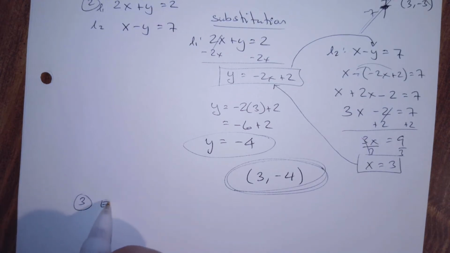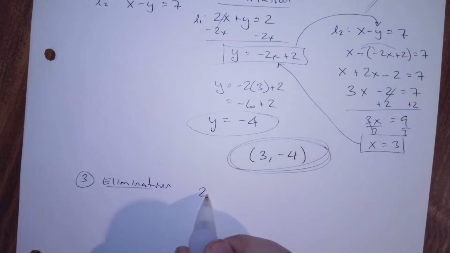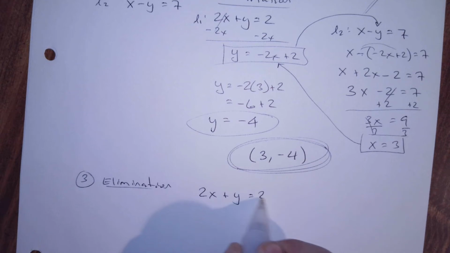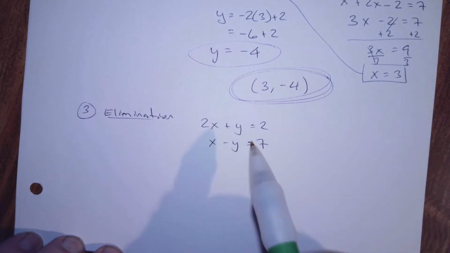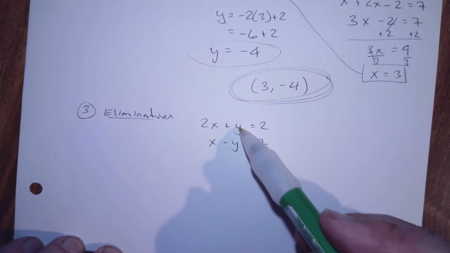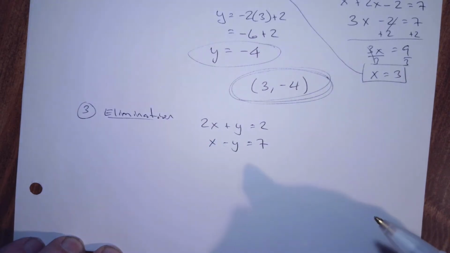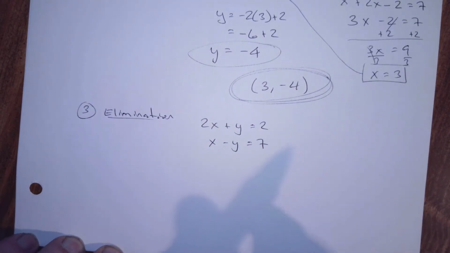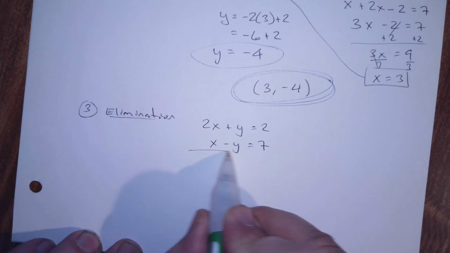So that means the last one will be a clincher. Elimination method. 2x plus y equals 2. x minus y equals 7. In the elimination method, we pick a variable to get rid of. I pick y because it has the same coefficients. They're both 1 and they're opposite signs. If they're not, then you have to multiply one or both by either numbers or signs so they are opposites. So I add the two lines together.